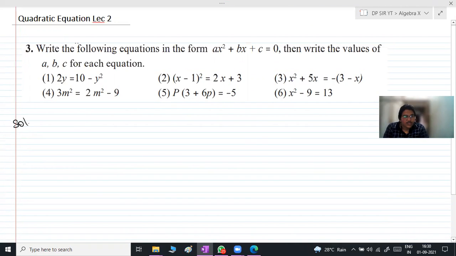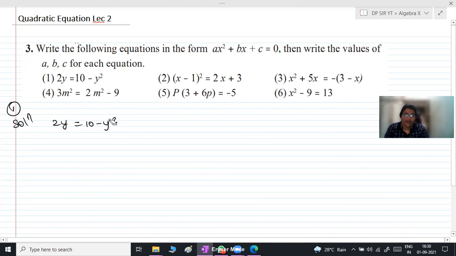So, solution for your first one. What is it? 2y is equal to 10 minus y square. Bring it to the standard form. So, therefore, y square plus 2y minus 10 is equal to 0. Now you need to compare it.